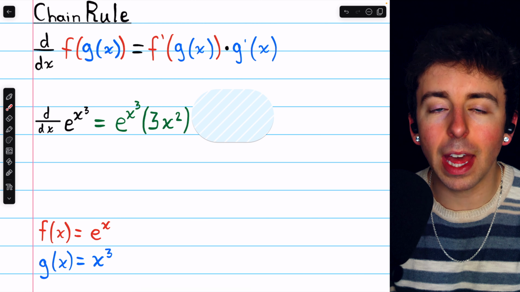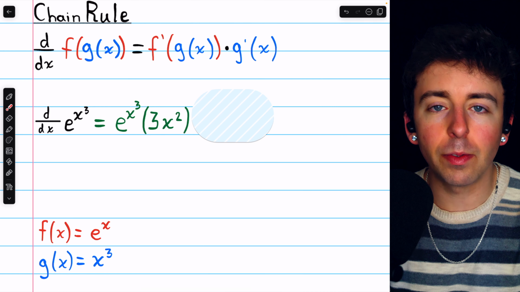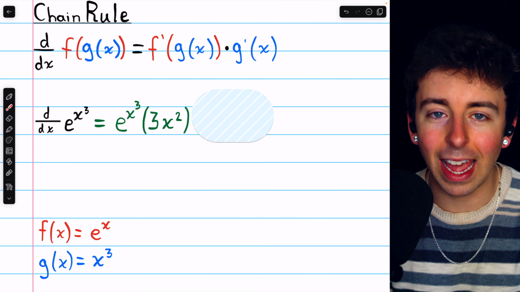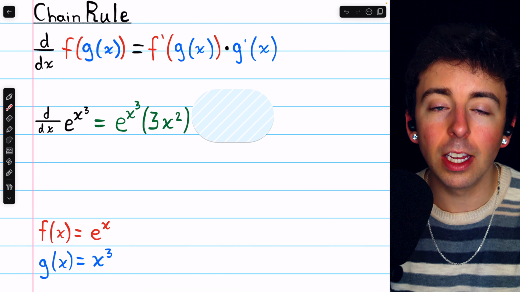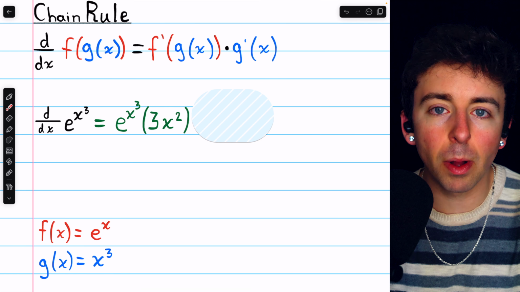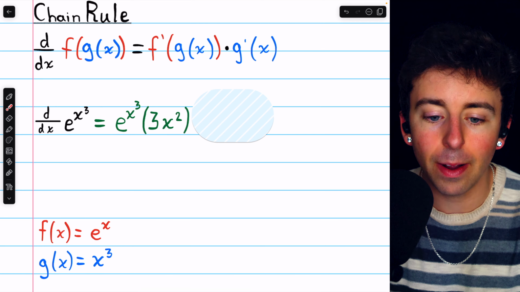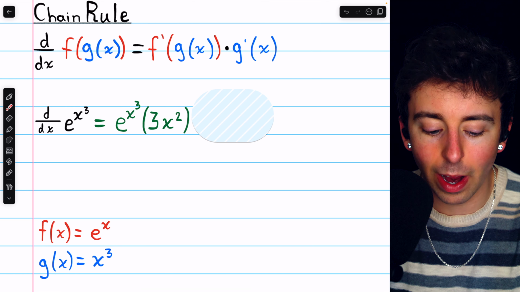All right, for the derivative, f prime of g of x is where we start. That's the derivative of the outside function, leaving the inside function unchanged. The derivative of e to a thing is just e to that thing, and we can't change the thing, so e to the x cubed. But then by the chain rule, we need to multiply by the derivative of that thing. We need to multiply by g prime. G is x cubed, so we multiply by 3x squared.